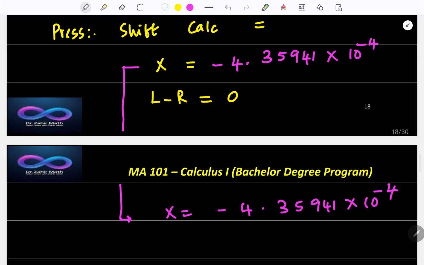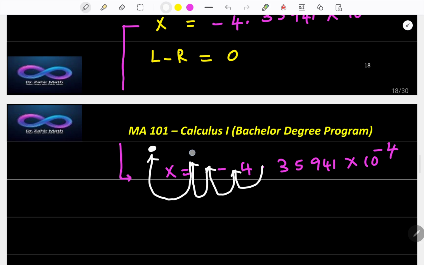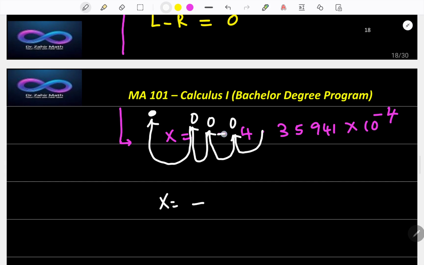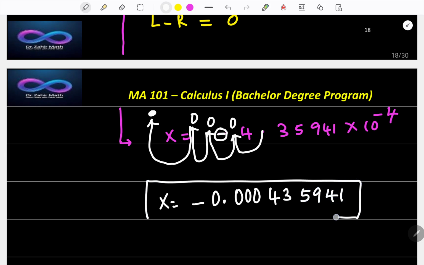10 power minus 4 means you have to go to the left side. 1 time, 2 times, 3 times, 4 times you are going. So the fourth time is where the point goes. So how many zeros are you going to put? 3 zeros. So x equals negative, because there is a negative. Okay, keep in your mind there is a negative. So negative 0 point, how many zeros? 0, 0, 0, 435941. So this is your x value in the calculator, but here it is not x, it is the k value.